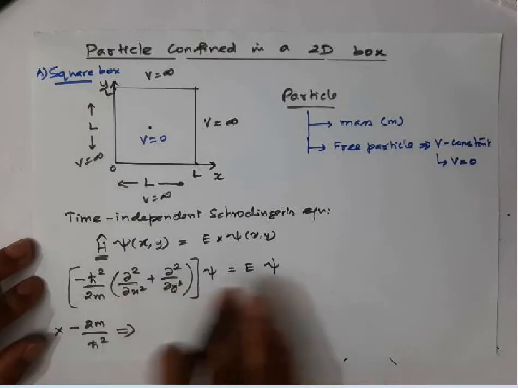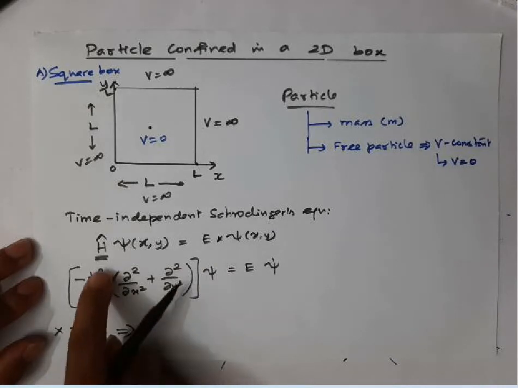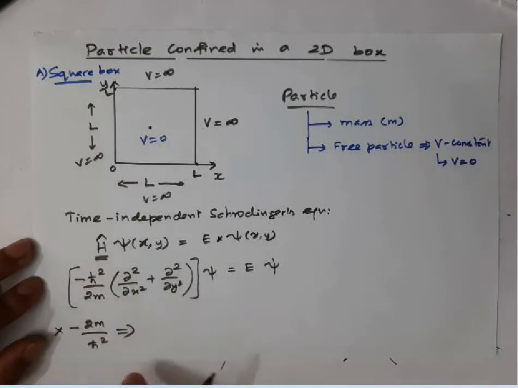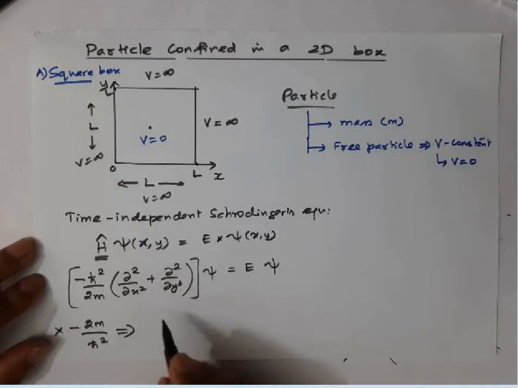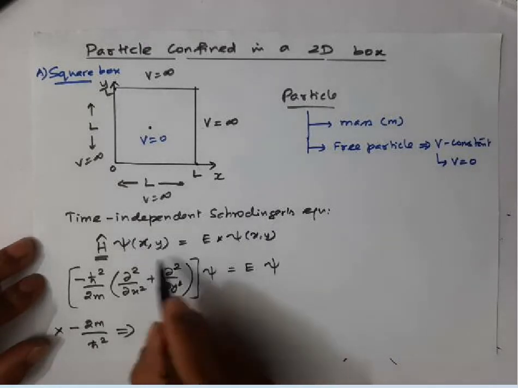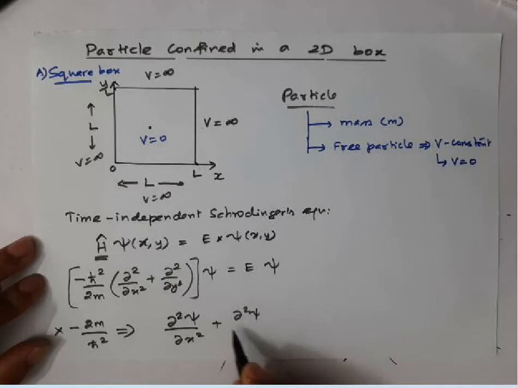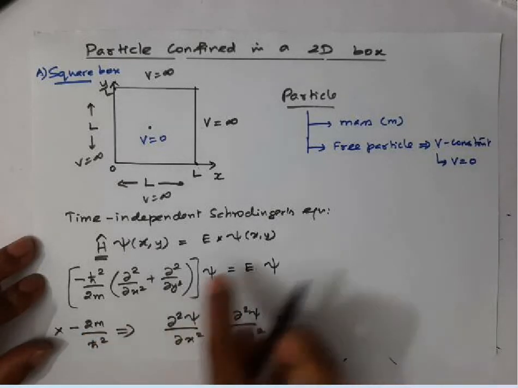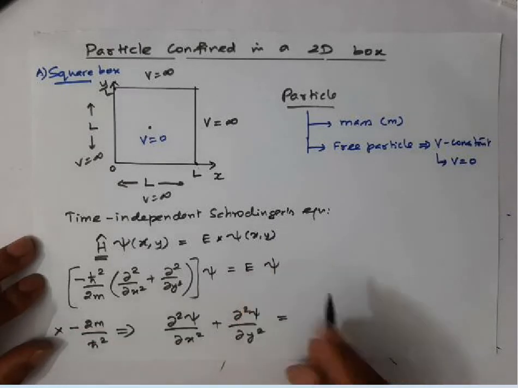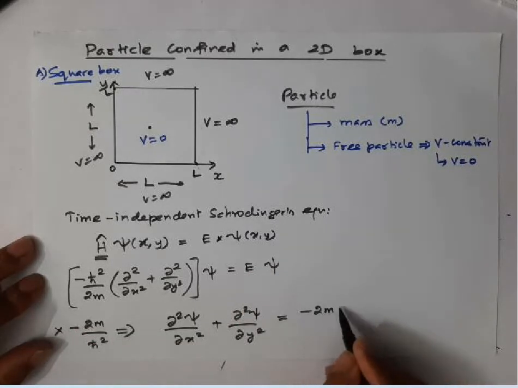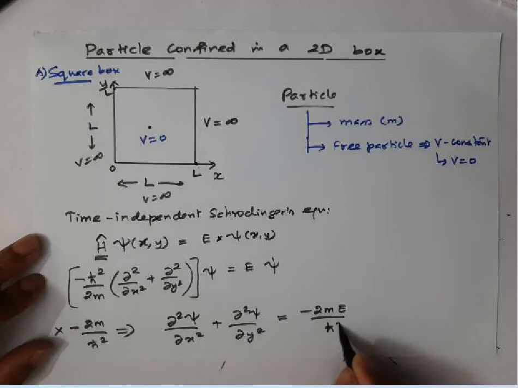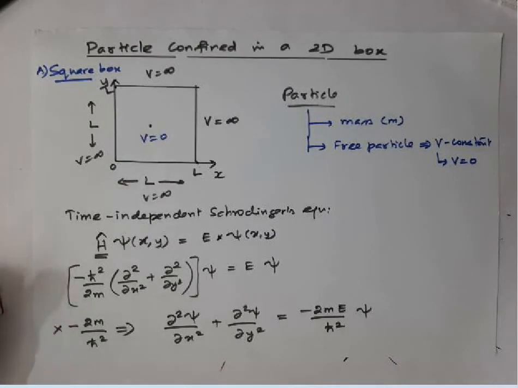If you multiply the left hand side and right hand side by this, what will happen? H bar square cancels, 2m cancels, minus becomes plus. So in the left hand side we'll get dou square psi by dou x square plus dou square psi by dou y square, equal to minus 2mE over h bar square into psi. We'll get an equation like this.